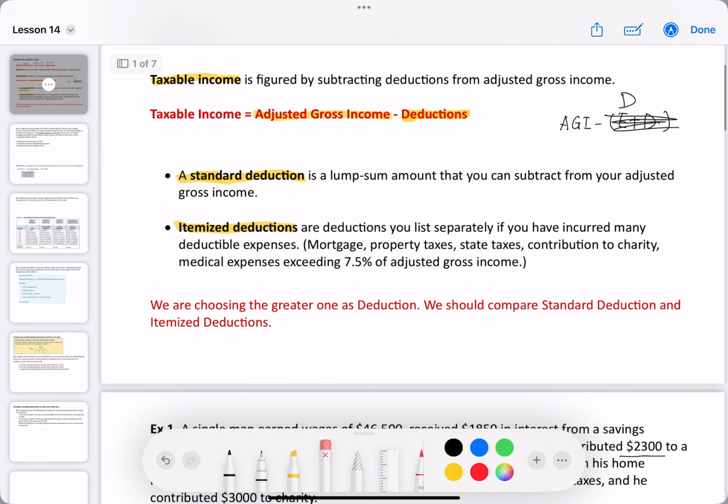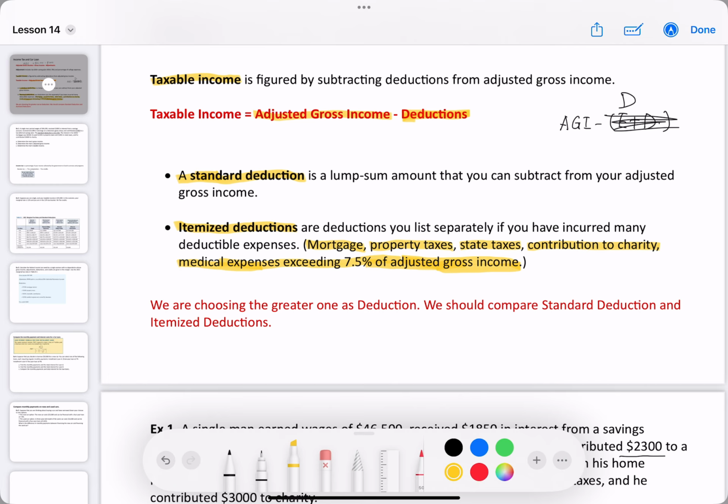All right. Itemized deductions are deductions you list separately if you have incurred many deductible expenses. For example, if you have to pay mortgage every month and property tax, state tax, contribution to charity, and medical expenses exceeding 7.5% of adjusted gross income. You have to pay a lot, including the mortgage, property taxes, and a lot of other things. If you add them together, we call this amount of money itemized deduction.